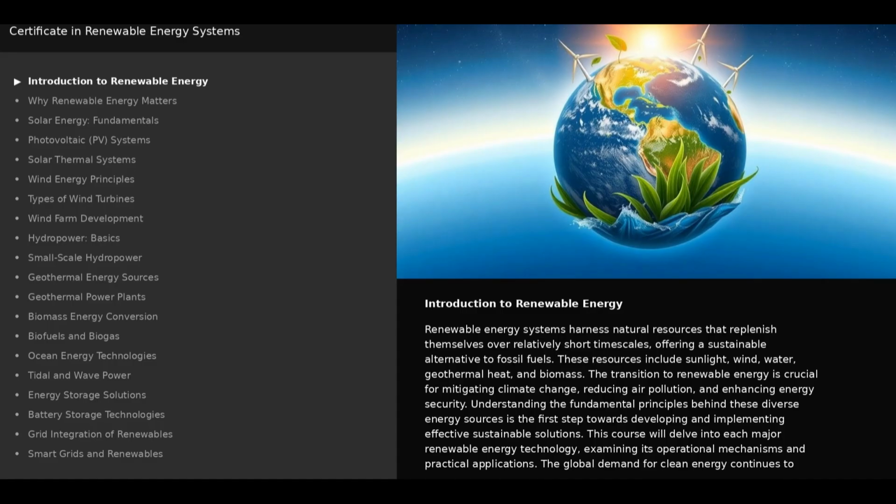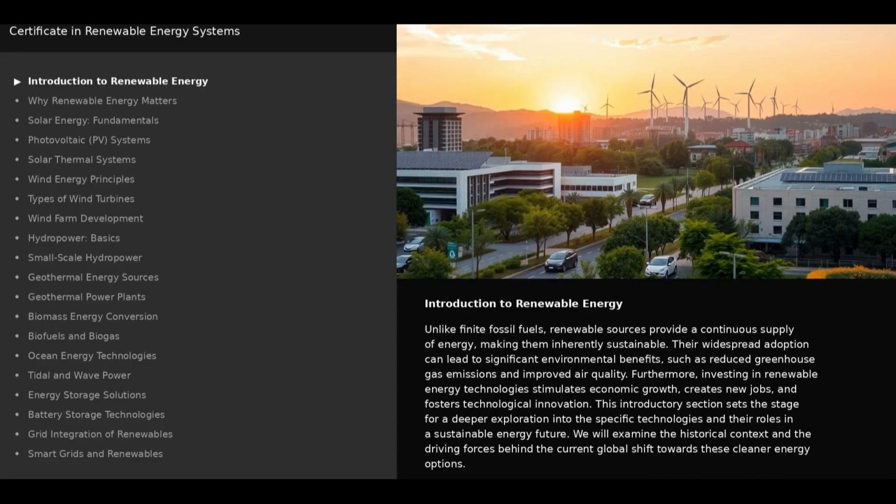This course will delve into each major renewable energy technology, examining its operational mechanisms and practical applications. The global demand for clean energy continues to grow, making expertise in this field increasingly valuable for future energy landscapes. Unlike finite fossil fuels, renewable sources provide a continuous supply of energy, making them inherently sustainable.